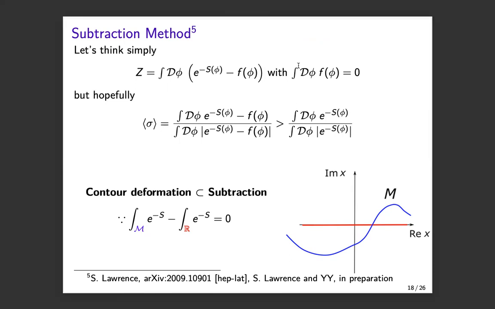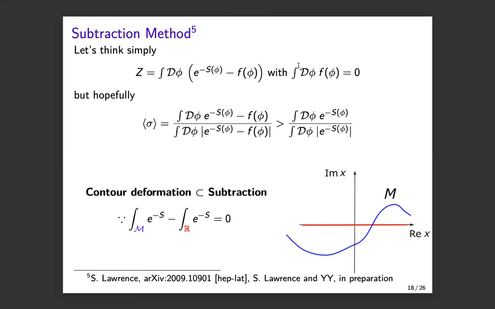So instead of doing any sort of contour deformation to the complex plane or a normalizing flow map, let's just simply think how we can modify the partition function to reduce the sign problem. What we can do to this distribution without changing the partition function is to simply subtract a function f of phi such that this f of phi integrates out to 0.